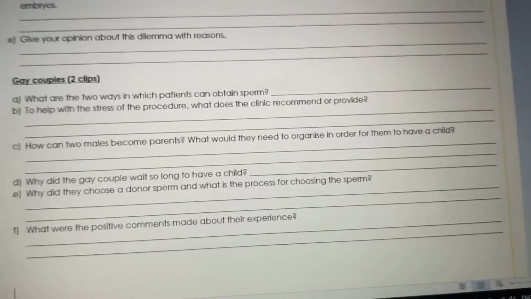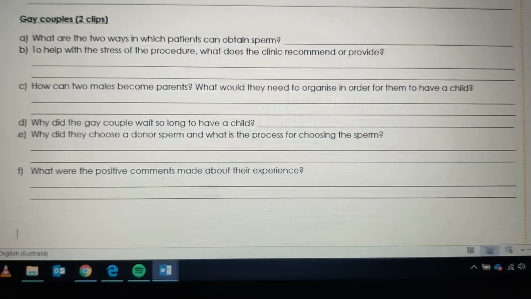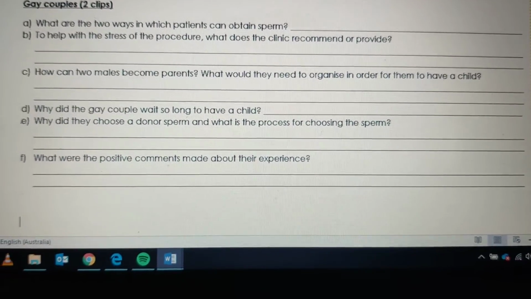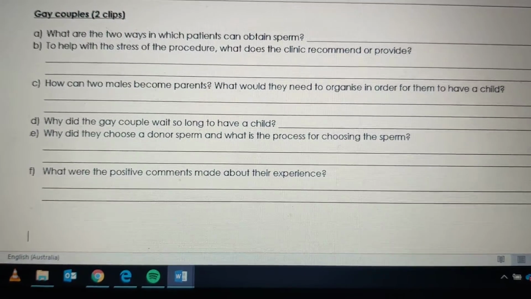We actually have a staff member at school who had leftover embryos and they donated them to couples because they had as many children as they wanted, so they donated.